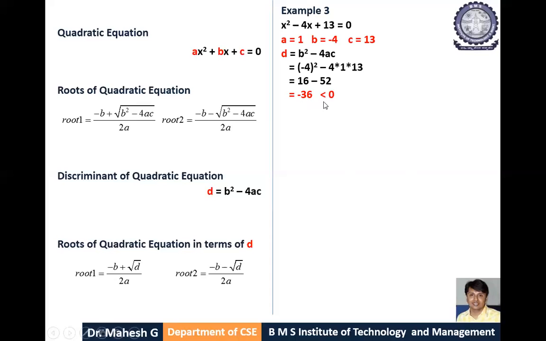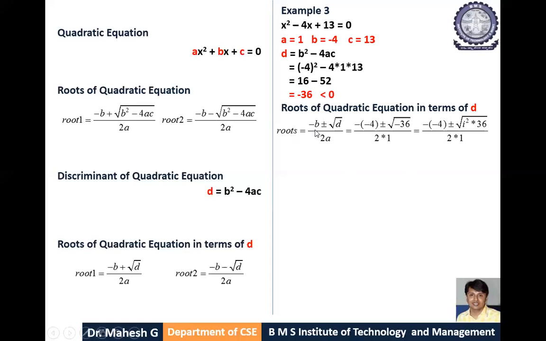This is clearly less than 0. The roots of the quadratic equation expressed in terms of D is given by roots is equal to minus b plus or minus square root of D divided by 2a. Note that we have represented both root 1 and root 2 using a single equation. Roots is equal to minus b plus or minus square root of d divided by 2a. We have used this plus or minus to combine the expressions.